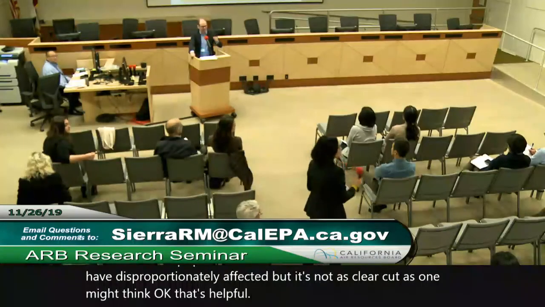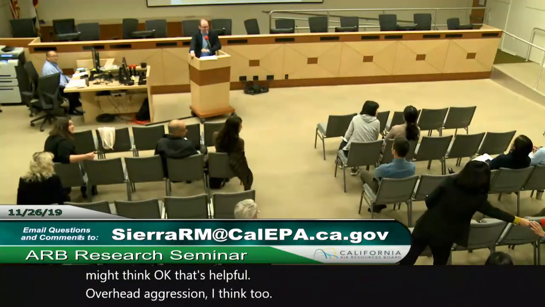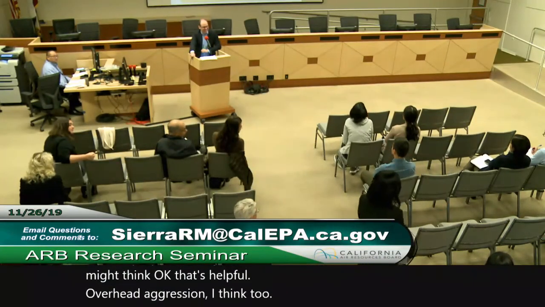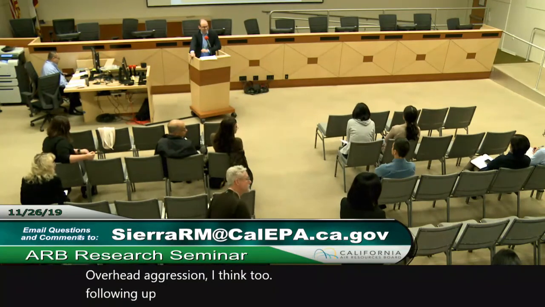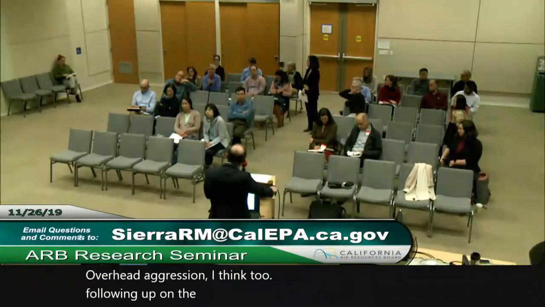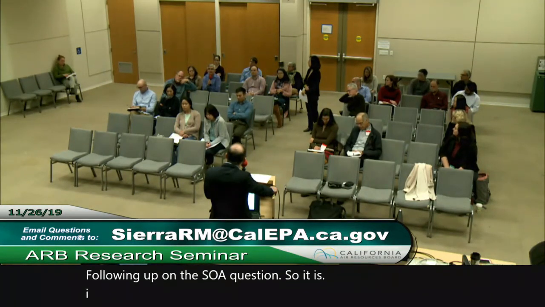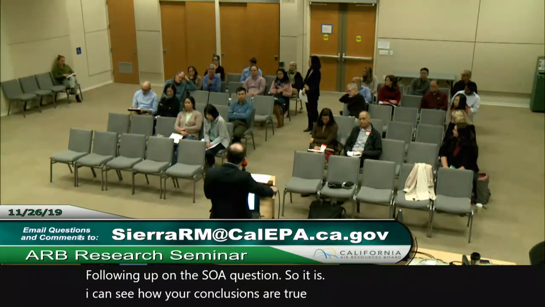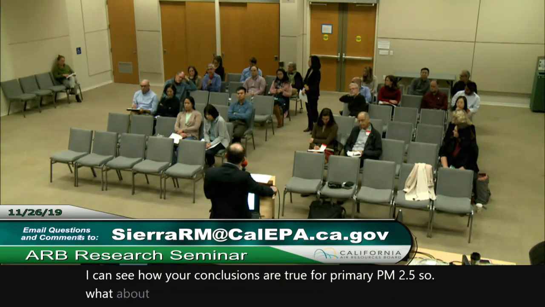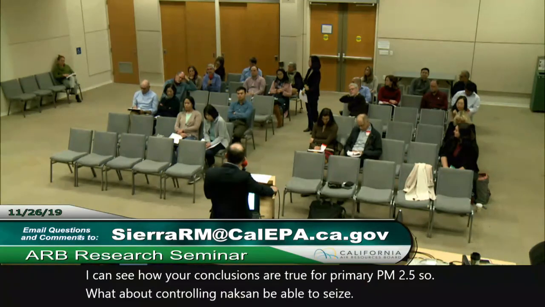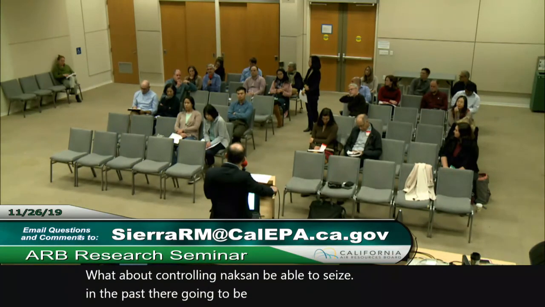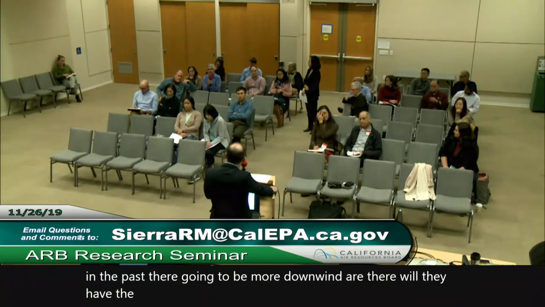Alvaro had a question, I think, too. Following up on the SOA question. Yeah. So I can see how your conclusions are true for primary PM2.5. So what about controlling NOx and VOCs? Since those impacts are going to be more downwind, will they have the same kind of disparate impact?